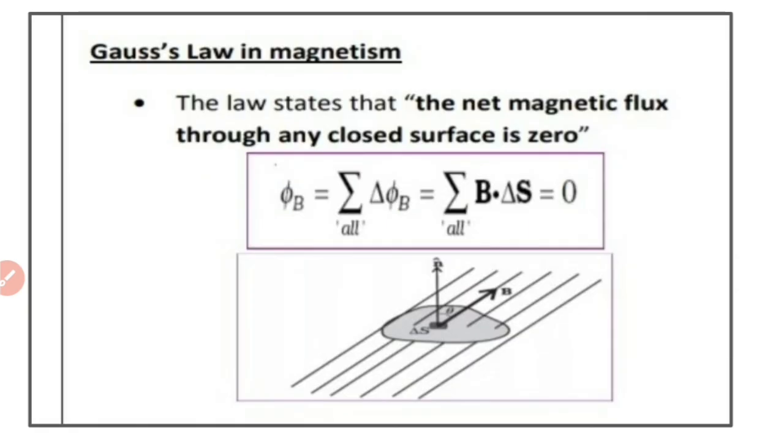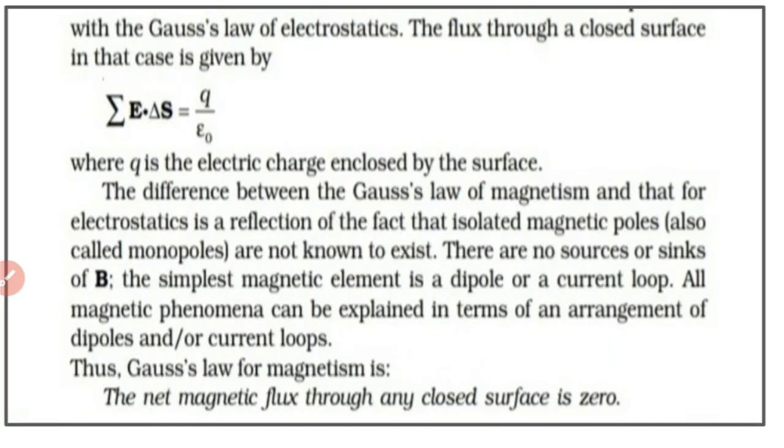Now coming to Gauss's law in magnetism. Gauss's law in magnetism states that the total magnetic flux through any closed surface is equal to 0. So you can make a comparison between Gauss's law in electrostatics and in magnetism. In magnetism, the total magnetic flux is equal to 0, whereas in electrostatics that was equal to Q by epsilon 0. So here the total flux is equal to 0. That's what Gauss's law is.